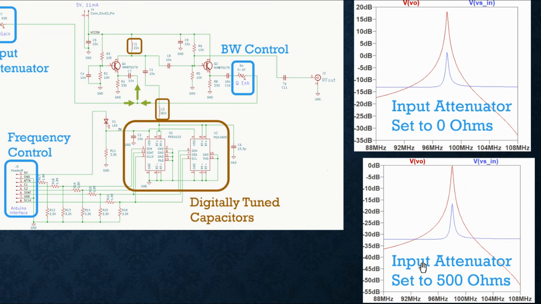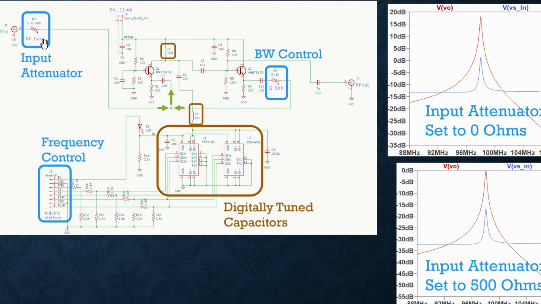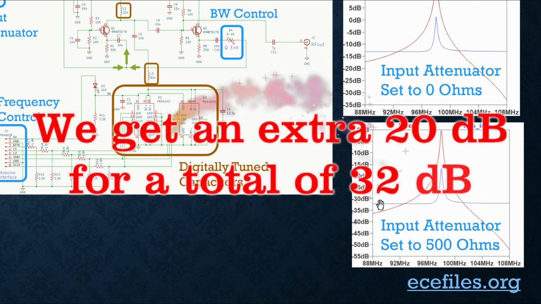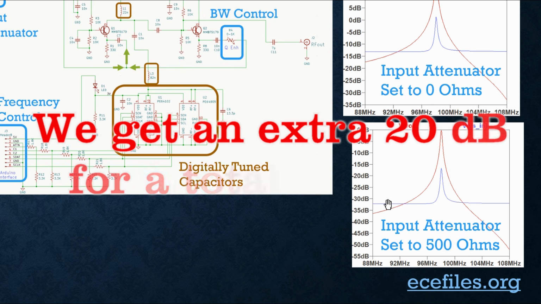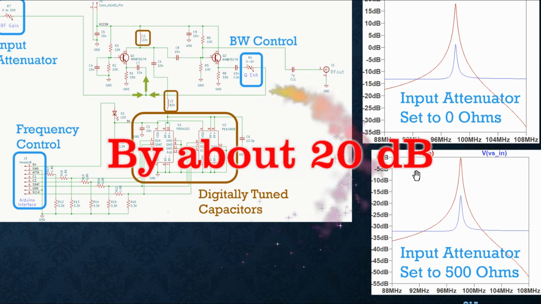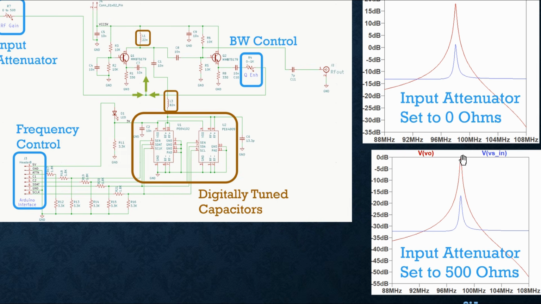If we dial in attenuation, if we set this potentiometer to 500 ohms instead of 0, then these are the responses we get. The blue curve is down at -30, so we got 30 dB of attenuation from the input signal to the transistor. And that's going to protect this from very strong signals. So that's really good. The negative is that A, that's going to increase the noise figure in this amplifier, and B, the gain to the output of the amplifier is now only 0 dB.